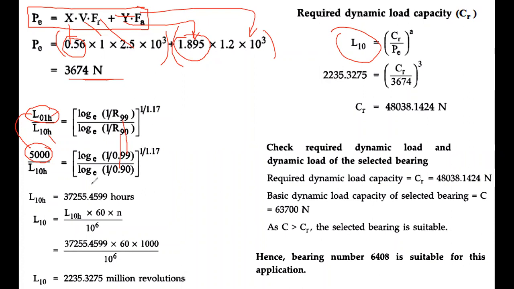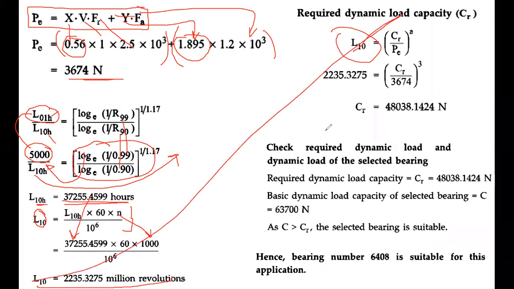Once I simplify this, what will I do? I'll put down L10h over here, and this whole thing will go down in the denominator of 5,000. Then I'll get the life in hours, L10h, as this. But I want life in million revolutions. Then I'm going to use this formula: L10h into 60 into N divided by 10 raised to 6. This value I'll put down over here. N is given in the numerical, which is 1000 RPM. Then I'm going to get L10 as 2235.3275 million revolutions, which I'm going to put down here in the load life relationship.